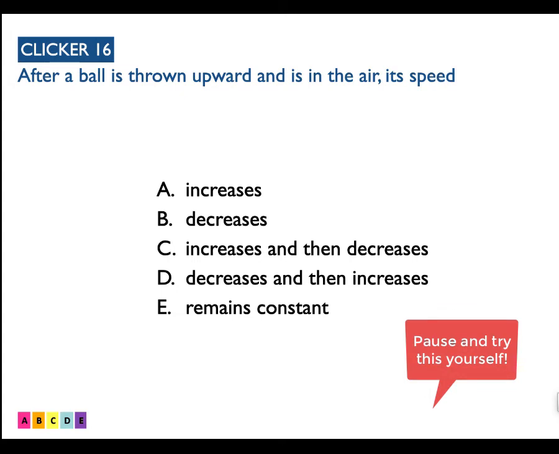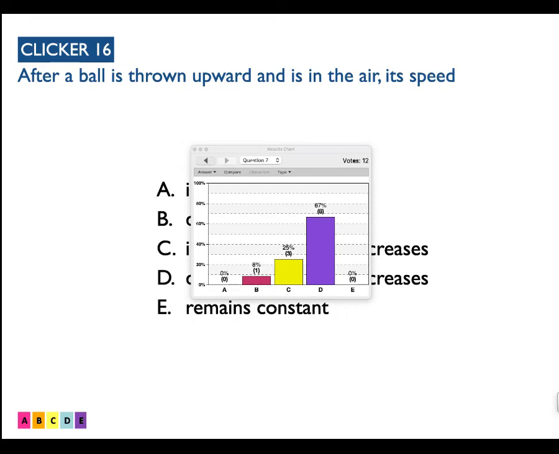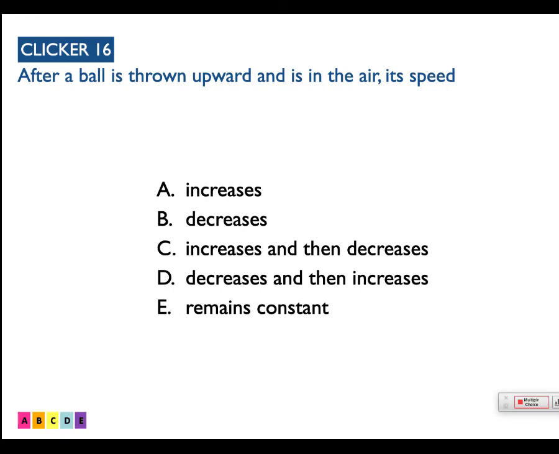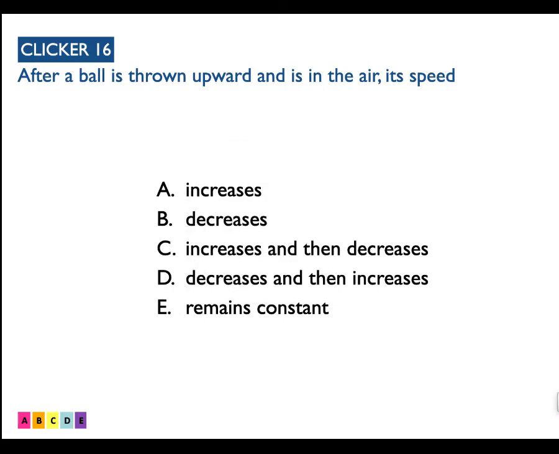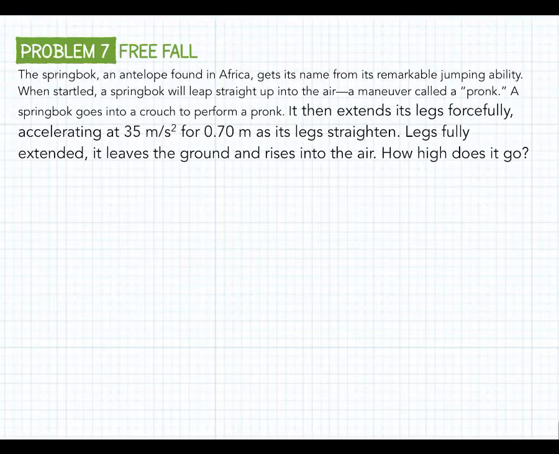Let's try a second one. Okay, it's a nice little slope there. Please discuss and we'll vote again. Better. Yeah, so remember, acceleration is always down, but since you throw the ball up in the air, it's going to decelerate, right? Because it's really about the direction. So it's going to have a velocity that slows down, right? And then it's going to speed up on the way back down. Perfect. Okay.